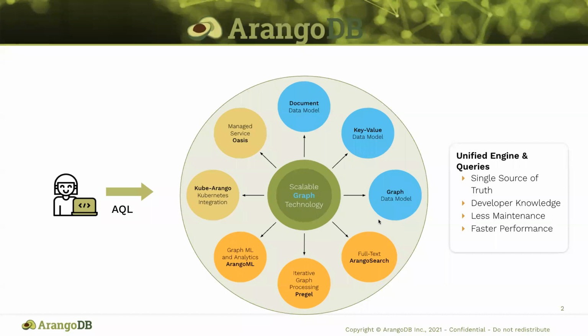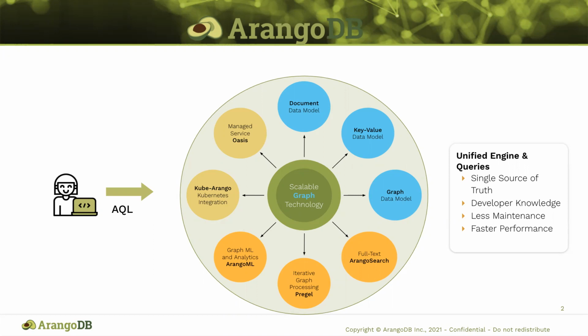So what is ArangoDB? Just in case you never heard about ArangoDB, it is a scalable graph database, which in addition supports other data models. So at the core, we are centered around a scalable graph model. Then we also support document, key value, and obviously graph. On top of that, we have what I would refer to as advanced query capabilities.